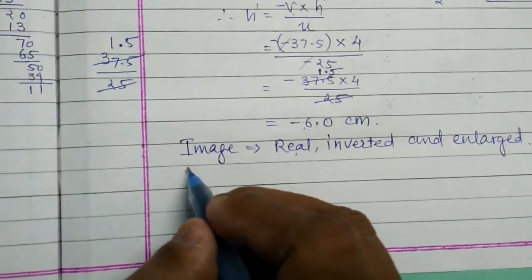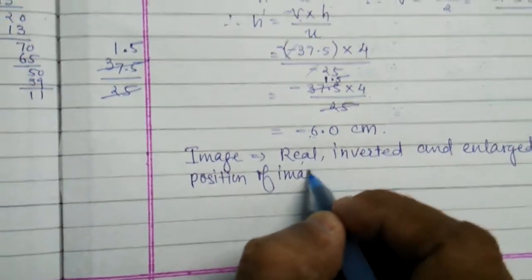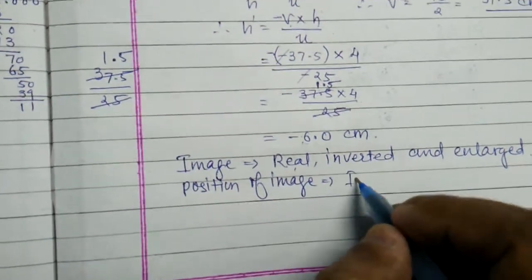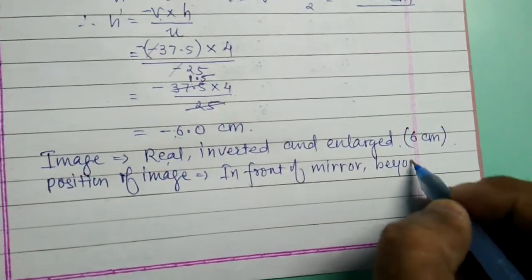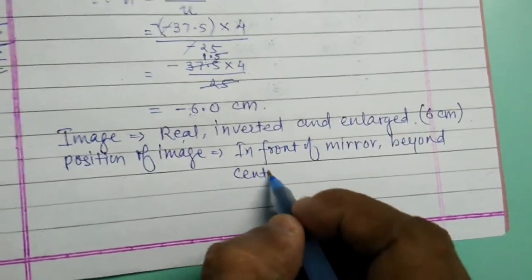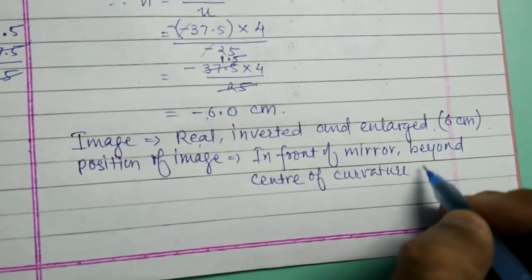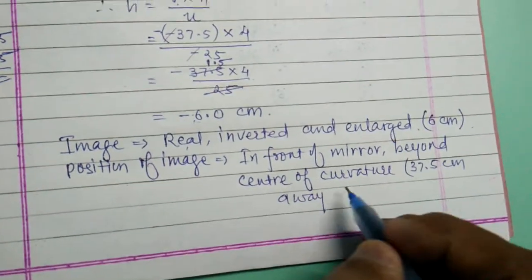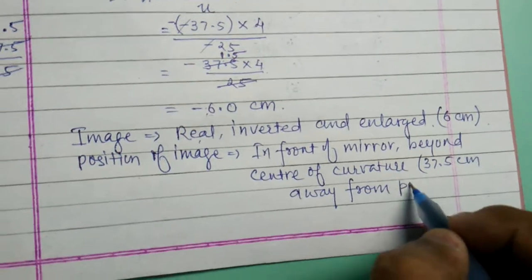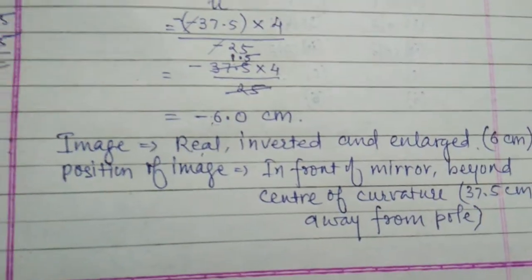Now position. In front of the mirror, beyond the center of curvature, 37.5 centimeter away from the pole. So here is the answer.